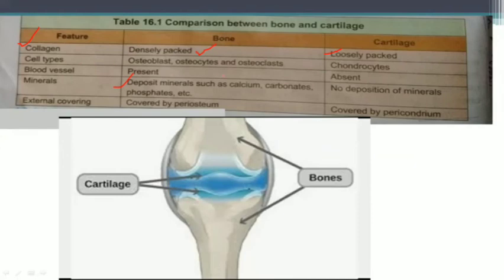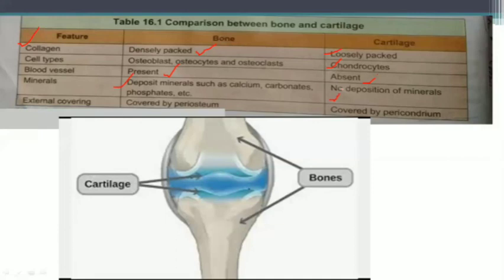Cell types, if we see, bones have different cell types: osteoblasts, osteocytes, and osteoclasts as well. But in cartilage, one type of cell is present. They are called chondrocytes. Blood vessels are present in the bones, but they are not present in cartilage. Mineral deposition is much higher in bones, such as calcium carbonates and phosphates. Especially calcium phosphate and calcium carbonate, due to which a hard bony structure is formed.